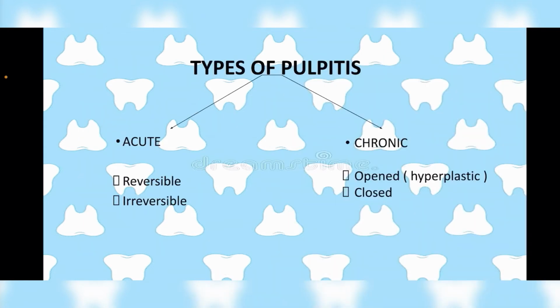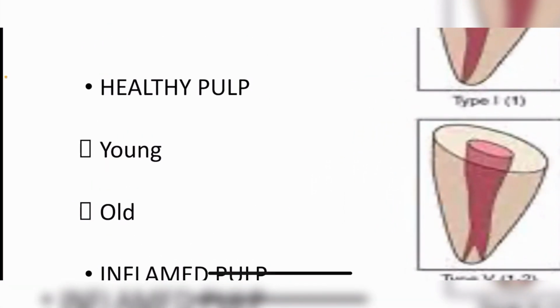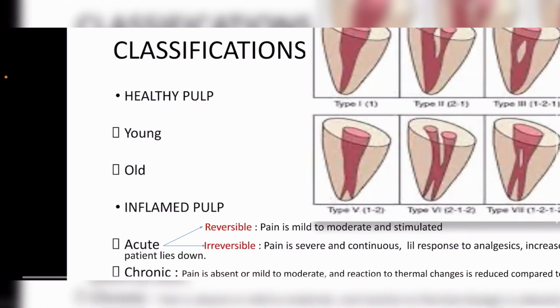So, like we said, we've got acute and chronic. The acute can be either reversible or irreversible, and the chronic can be either closed or open. By open, we mean hyperplastic. The healthy pulp is also divided into young and old. We're going to go over this in the next videos. But for today, our topic is inflamed pulp.